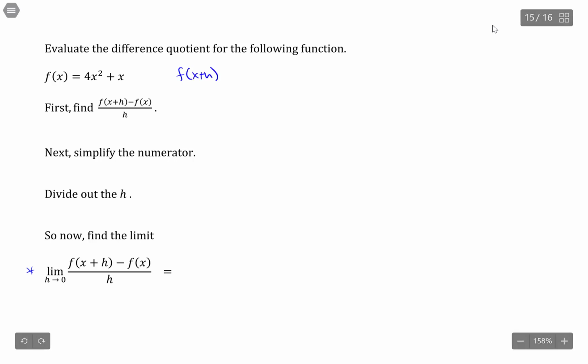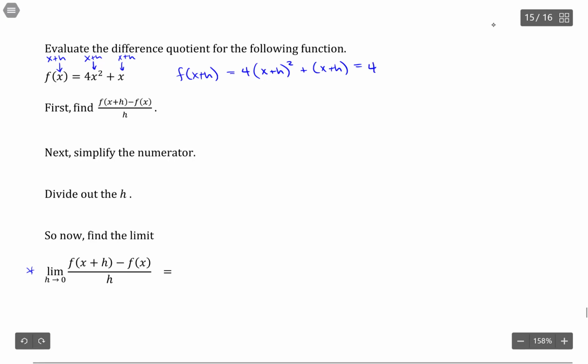That's really the trickiest part. And all you have to do is just wherever you see an x, you just replace that x with x plus h. And it looks tricky at first, but once you get the hang of it, there's really nothing to it. So make sure you put parentheses around the x plus h because you're substituting in a sum of terms. So 4 times the quantity x plus h squared plus the quantity x plus h.